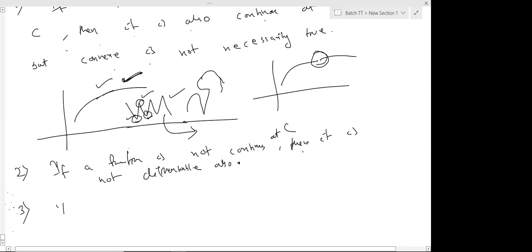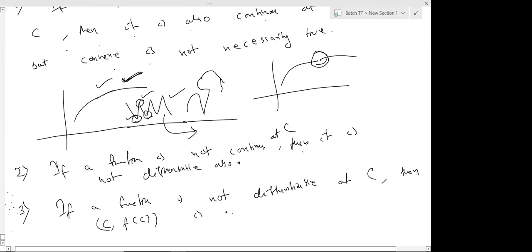All right. Last point on this. If a function is non-differentiable at C, then the point C comma f of C is either a corner point or f is discontinuous at C.